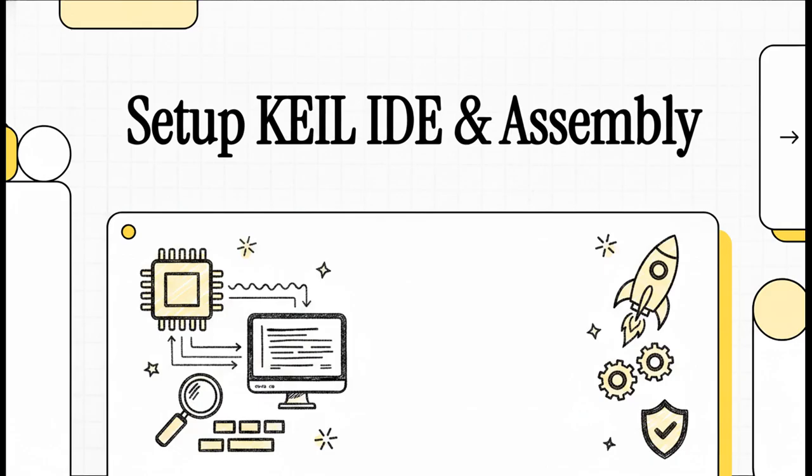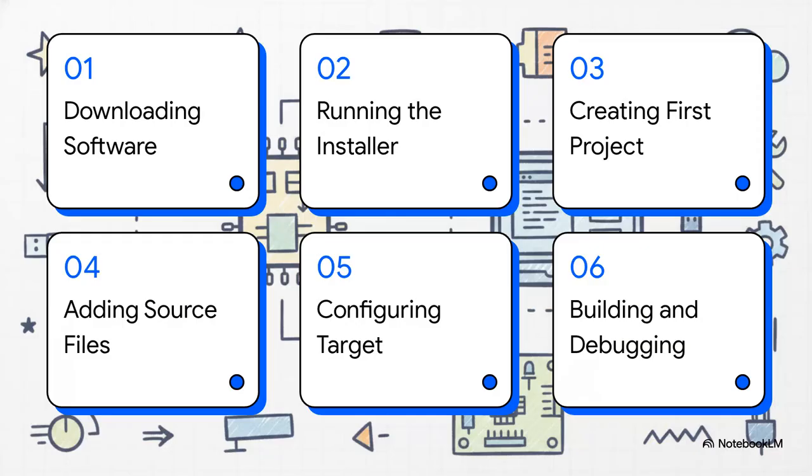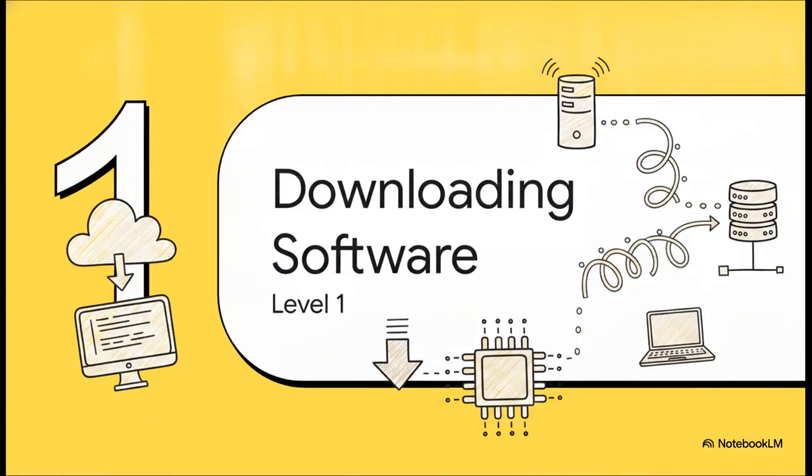By the end of this, you'll have a perfectly configured KEIL IDE, absolutely ready to write and test your very own assembly code. Here's the roadmap we're going to conquer today. First, downloading the software. Second, running the installer. Third, creating your first project. Fourth, adding source files. Fifth, configuring target options. And finally, building and debugging code.